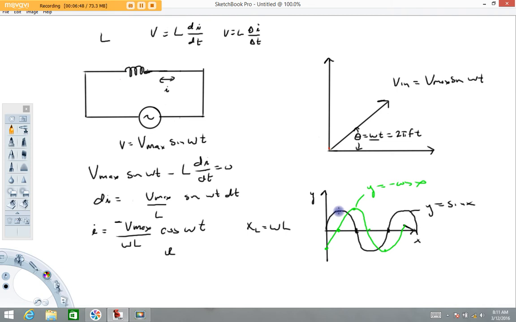Actually, let me think about what I want to do here. I want to compare this minus cosine x. I want to write it in terms of sine x. So this sine wave needs to be shifted to the right to turn it into a minus cosine wave. That means that sine of x minus pi over 2 is equal to minus cosine x.